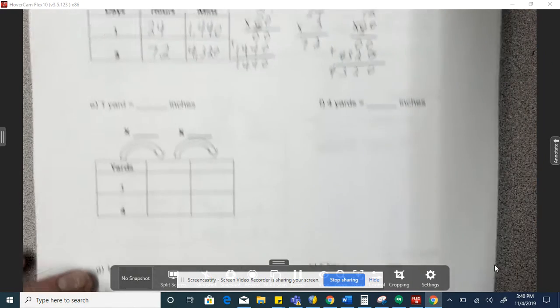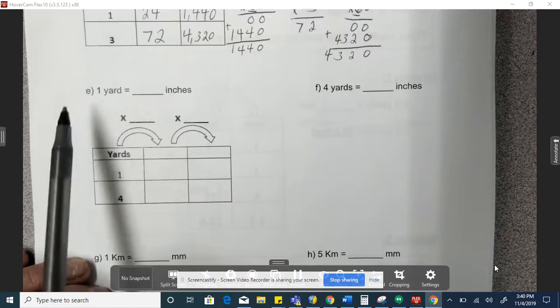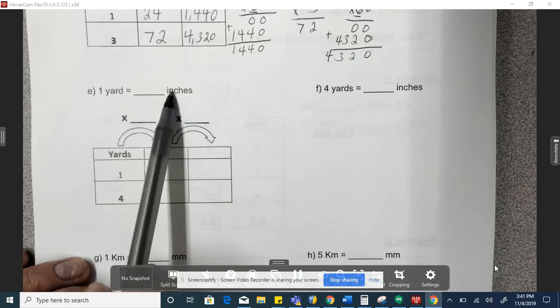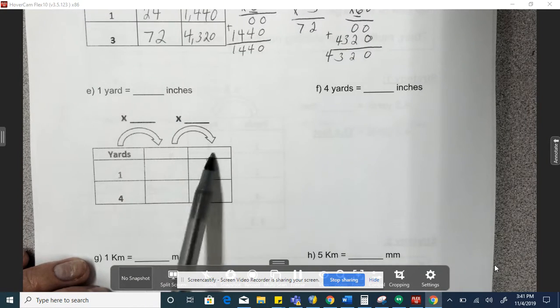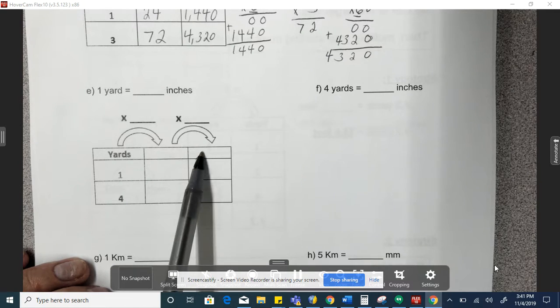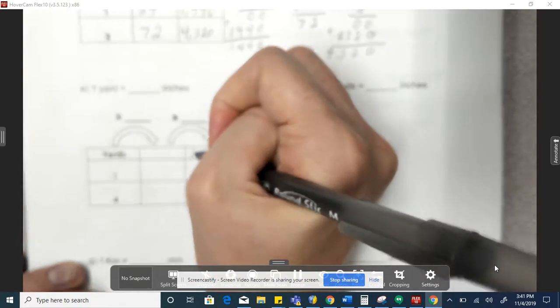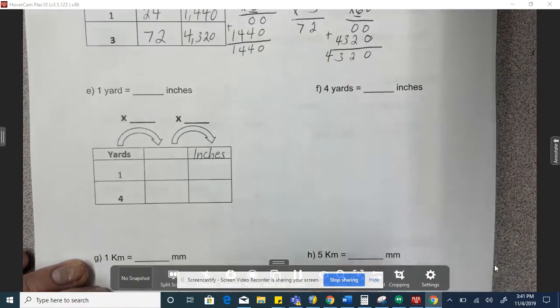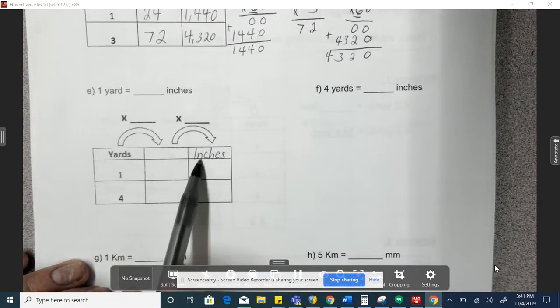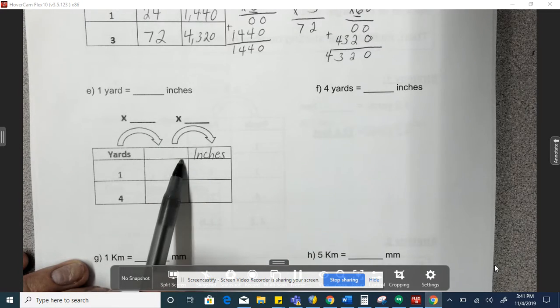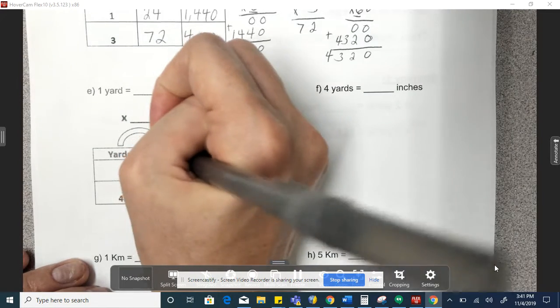Let's move on to part E. So now we're going from yards to inches. And notice we weren't given a labeled table already, so we've got to label it ourselves. I know that I'm starting with yards and going to inches, and I'm thinking, what can help me get from yards to inches? Well, in between yards and inches, there's feet. So I'm going to write in the center, feet.